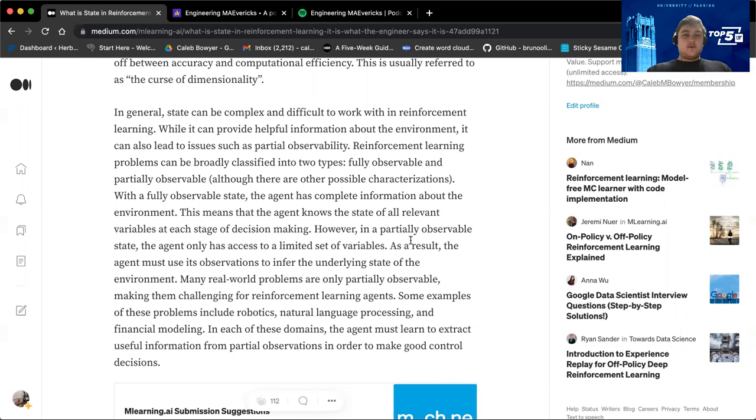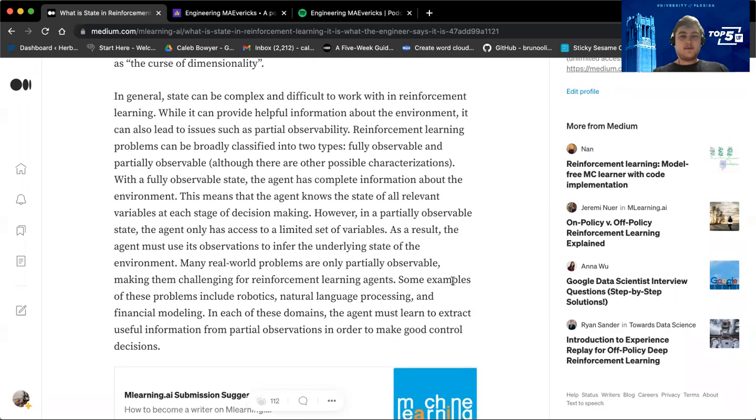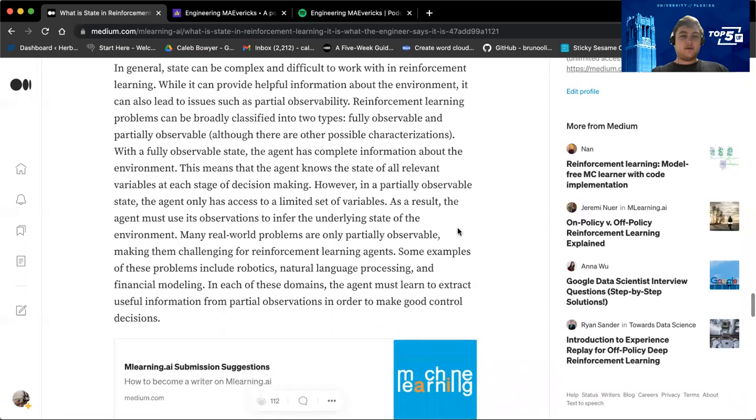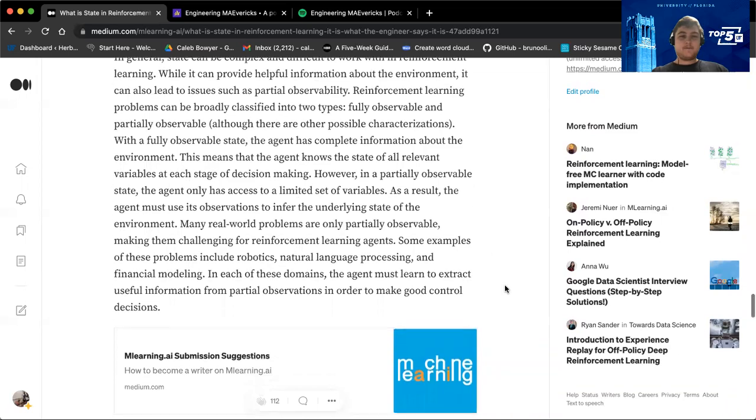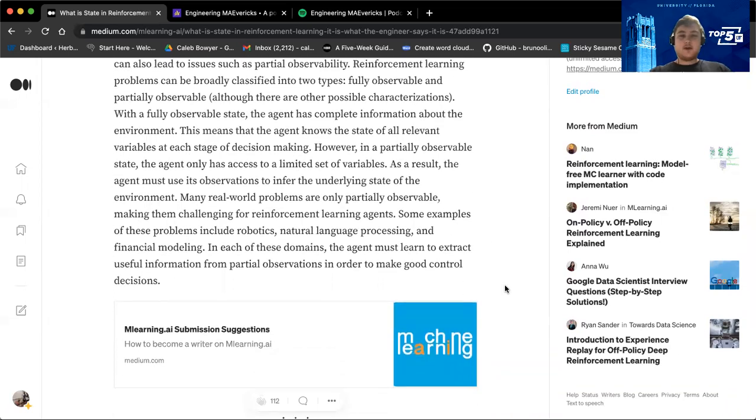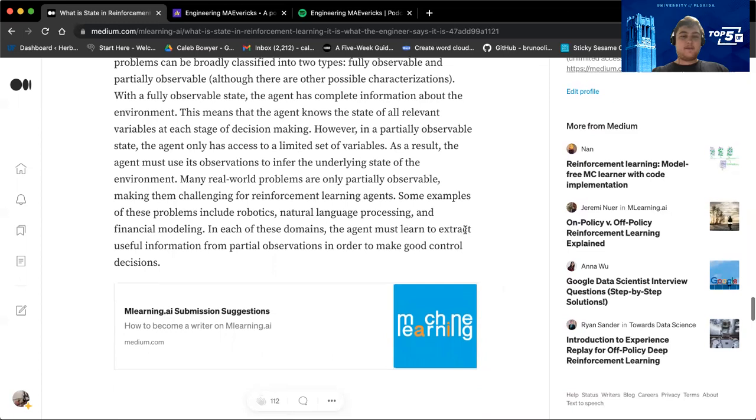With a fully observable state, the agent has complete information about the environment. This makes learning considerably easier. This means that the agent knows the state of all relevant variables at each stage of decision making. However, in a partially observable state system, the agent only has access to a limited set of variables. As a result, the agent must use its observations to infer the underlying state of the environment.